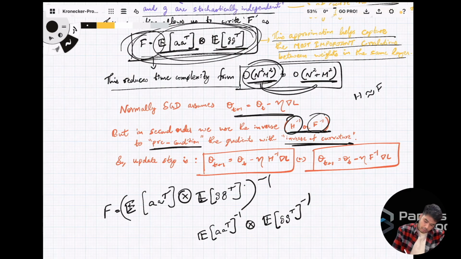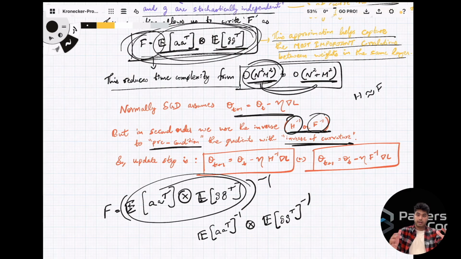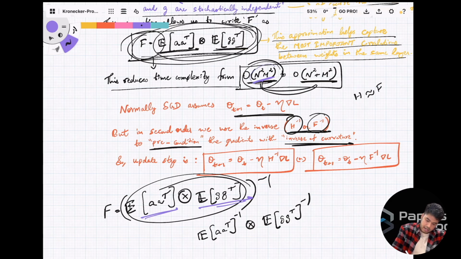So what happens is normally you'll have to invert this big matrix. That's where the n square m square comes from, right? Because let's say this is n square and this is m square. So you have n square m square, and this is of dimension n and m. So that's where inverting this operation becomes an n square m square operation, right? But now here we break it down into individual, you invert it individually and then do a Kronecker product.